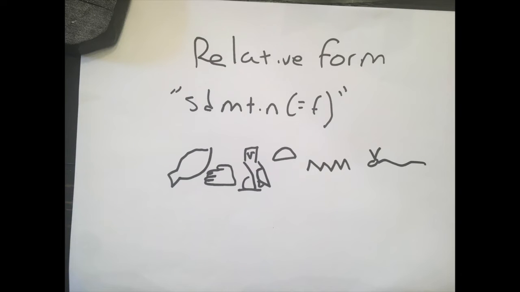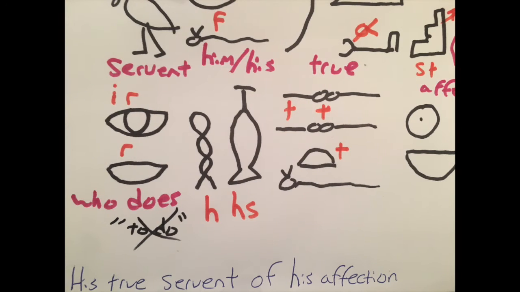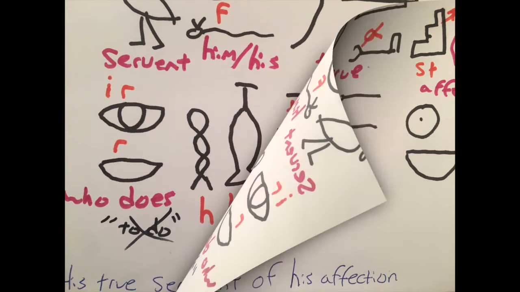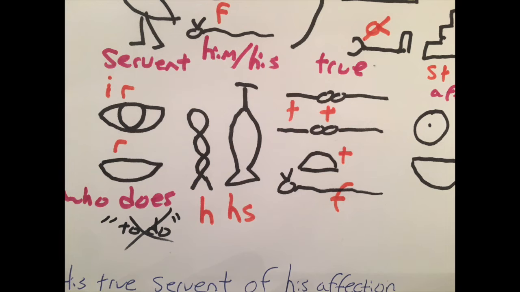All right, and remember, relative form is going to pop up a lot. It's used in Egyptian way more than English. It's very, very common, so you should absolutely get used to seeing it. Now we have the twisted twine, flax, followed by the pot, two door locks, a loaf, and then another horned viper. So we've got hst, followed by an F.